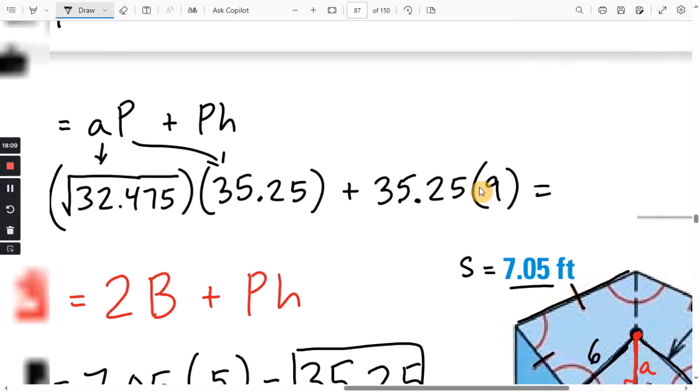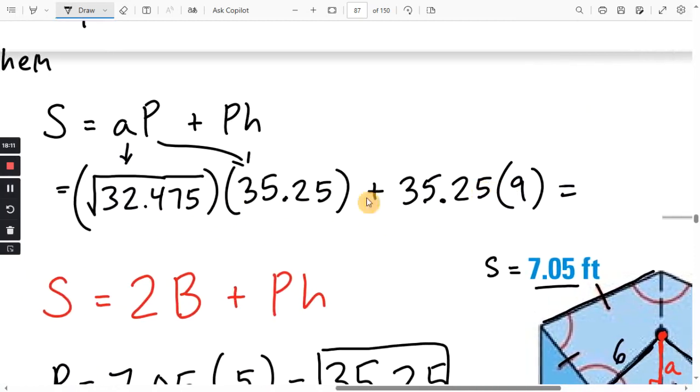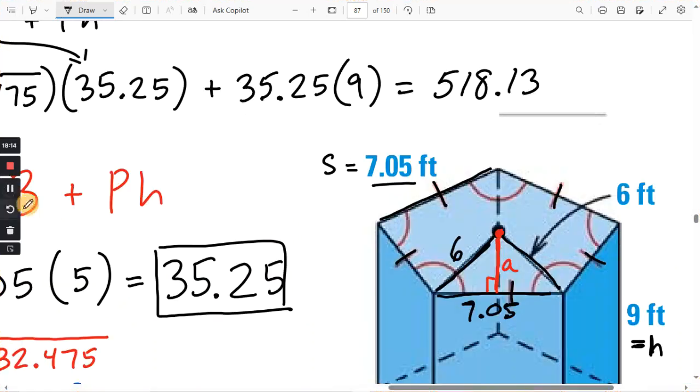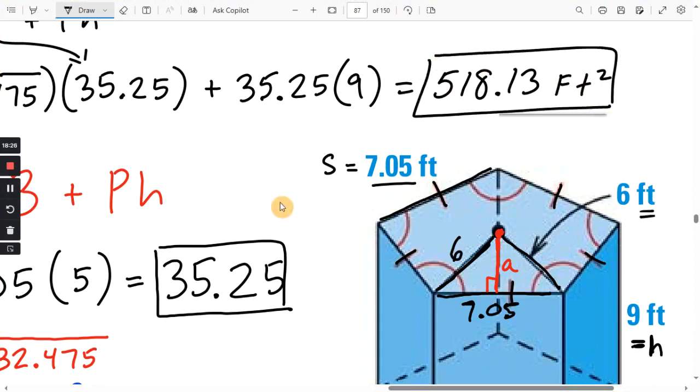We're going to let the calculator do the work right here. Rounding off, I get 518.13. The units were all in feet, so when you do an area, that's going to be feet squared. Final answer. Pain in the neck, but that's the answer.